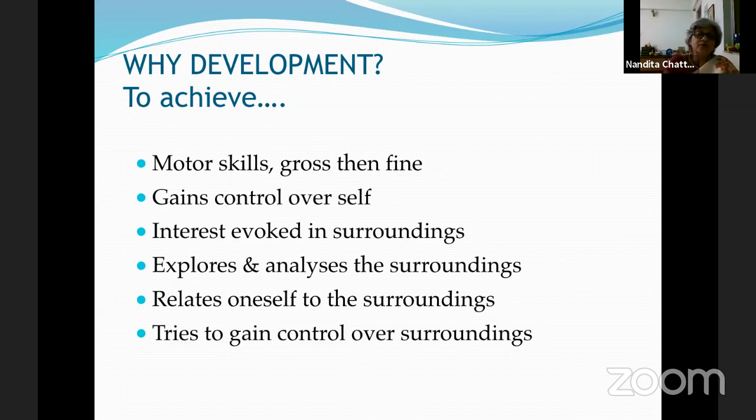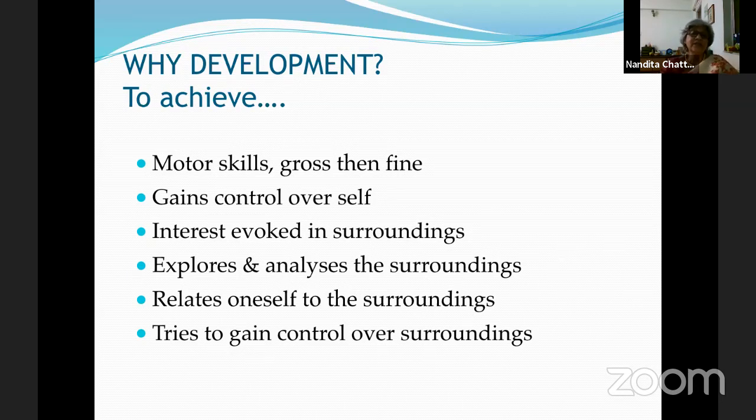Once he has control over his body, an interest is evoked in the surroundings. And it's not just interest. The child learns to explore and analyze the surroundings. Why does he analyze? To relate the surroundings to his own self.